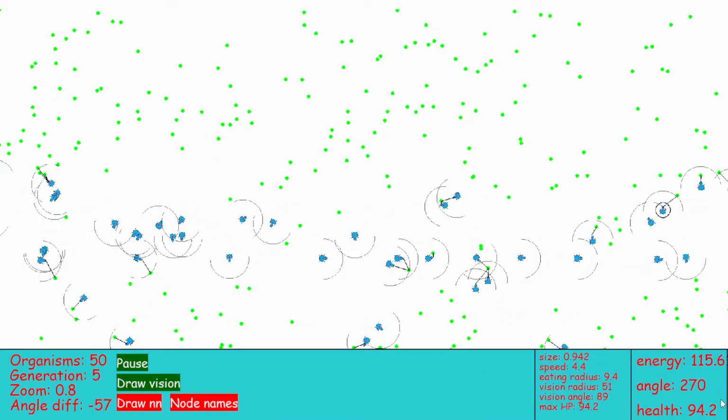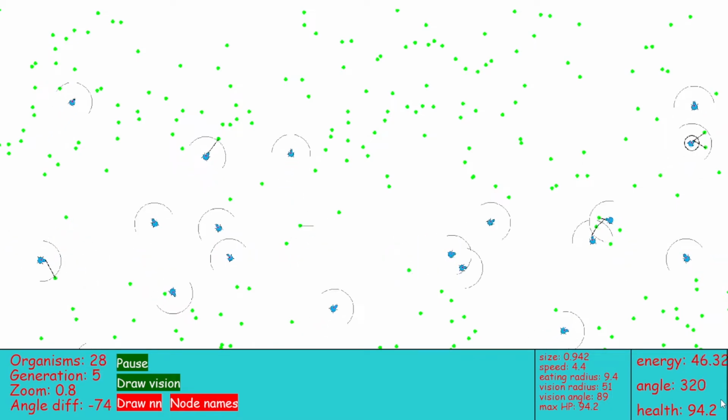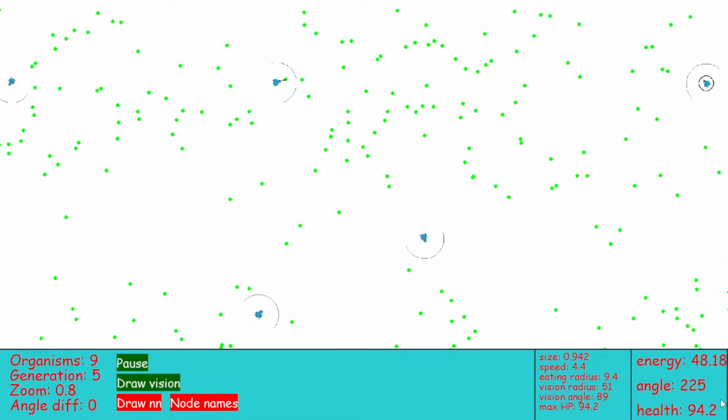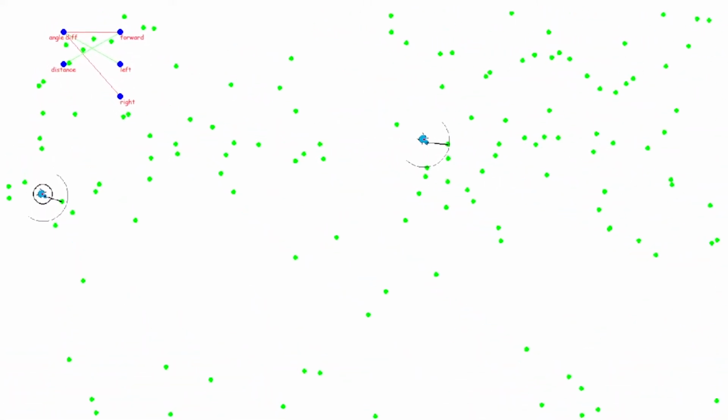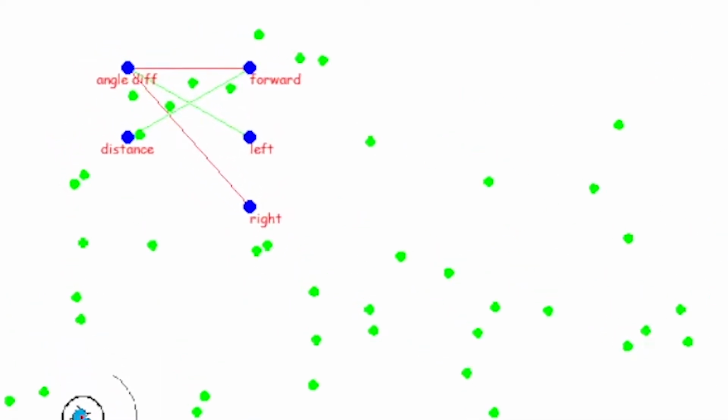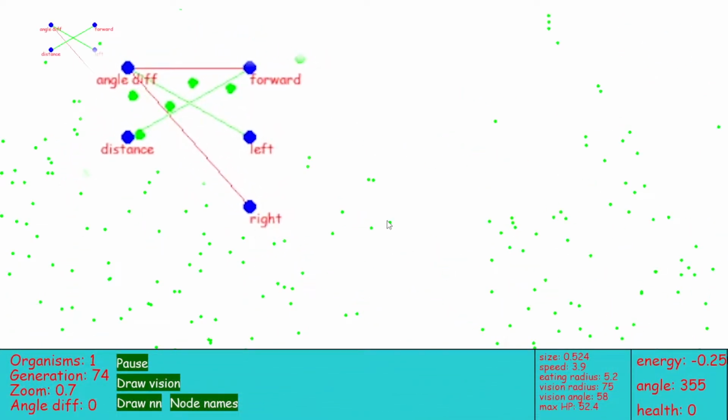Now, how do these organisms know how to move left or right? This is not hard-coded, as the organisms are controlled by a neural network, which is random at the beginning but evolves over time each generation. When I pause the simulation, we can take a closer look at the neural network of each organism. I will click on Draw Neural Network and show the node names. As you can see, the organisms have 2 input nodes and 3 output nodes. And between those nodes there are weights or edges, where red represents a positive weight and green a negative weight.